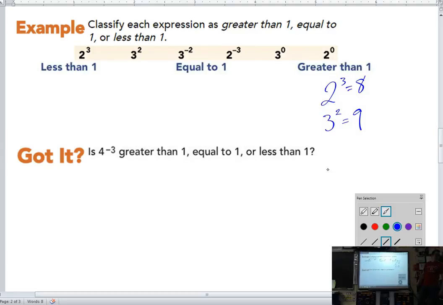Julian, 3 to the negative 2. What does that become? What does a negative power tell us to do? I'm checking what he knows because we have to get him caught up. Less than or greater than. So you know it's not 1 is what you're saying. So a negative power. Who can help Julian? What's a negative power do? Julian, pick somebody.